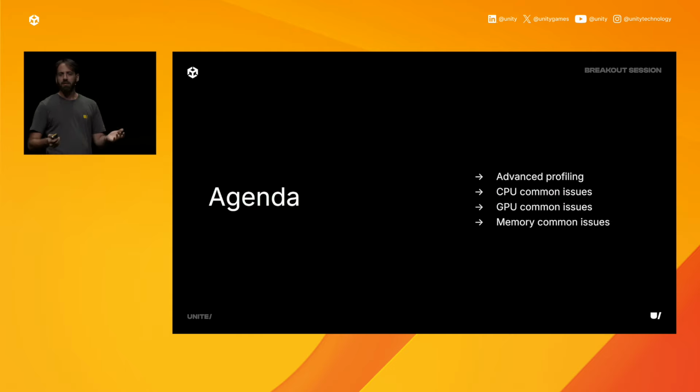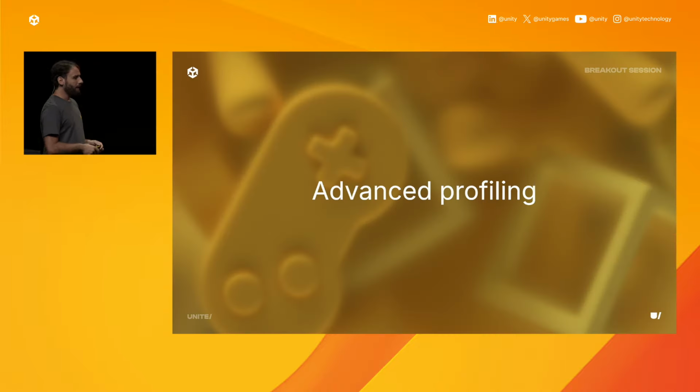In this session, we are going to discuss first a little bit of advanced profiling. From the previous performance session, you saw all the Unity profilers, but we will go a little bit deeper into other ways to analyze performance with other profilers. Then we are going to discuss the most common CPU performance issues, the most common GPU performance issues, and finally, the most common performance issues regarding memory, essentially how to prevent your application from crashing due to out-of-memory issues. So let's start first by talking about profiling.